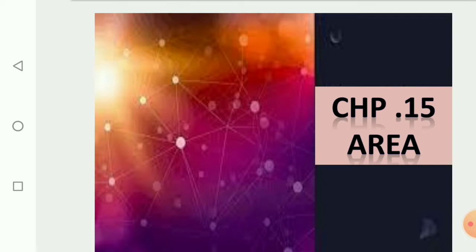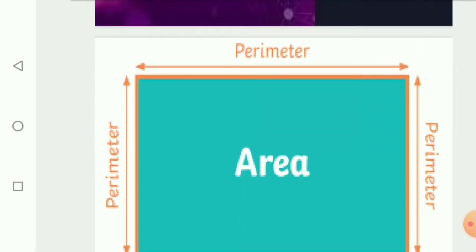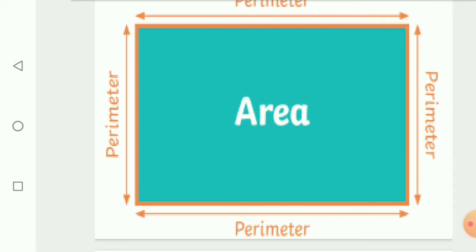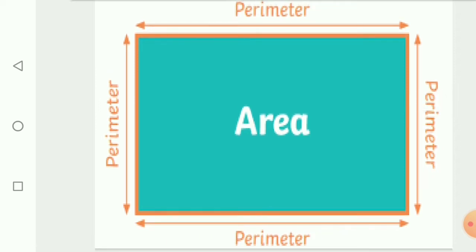So what do you mean by area? First of all, let's see the meaning of area. Now you can see an image over here. The blue colored portion written here is area and the orange color one which you can see is written as perimeter. Now students, area means what here? The space which is occupied by a 2D figure. The space which it occupies is nothing but area.